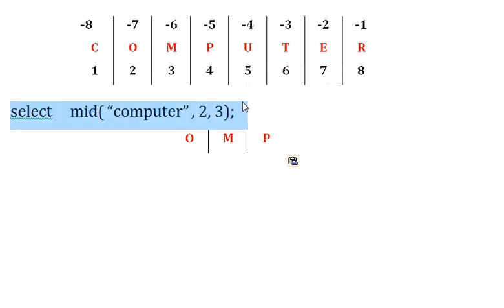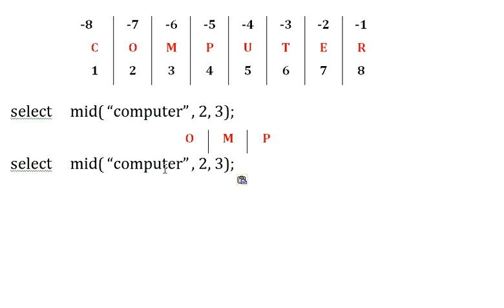Suppose the same value I am passing, here it is given as 5 and here it is 3. So what output will you be getting? From the string computer and from the index position 5, extract 3 characters. So index position 5, where is it? Here. So 5 onwards 3 characters we need to extract. This is U, T, E. So this will be extracted and given as the output.